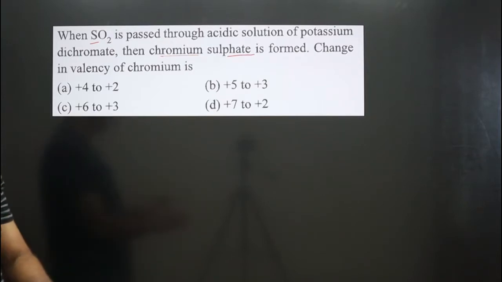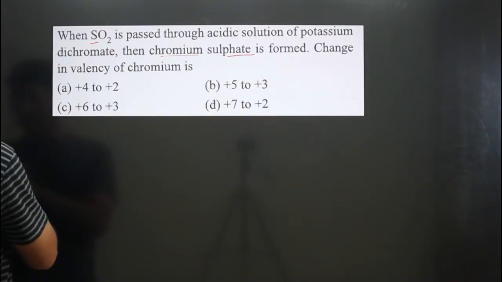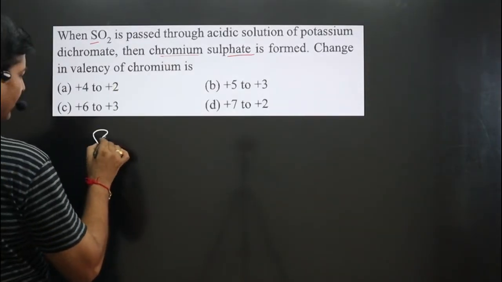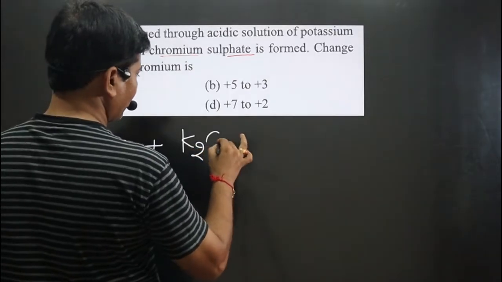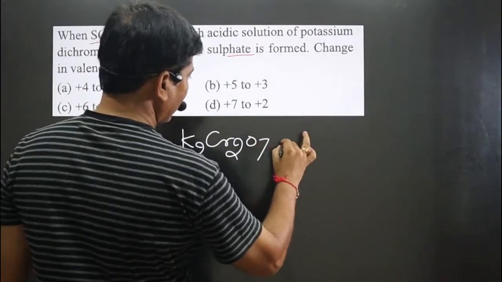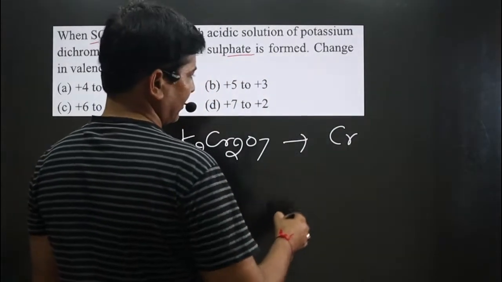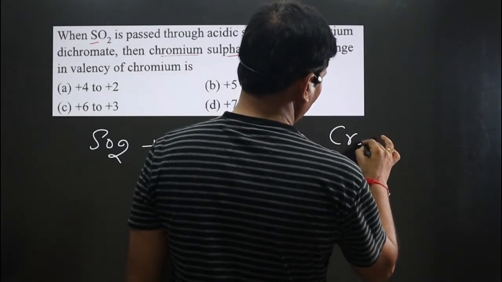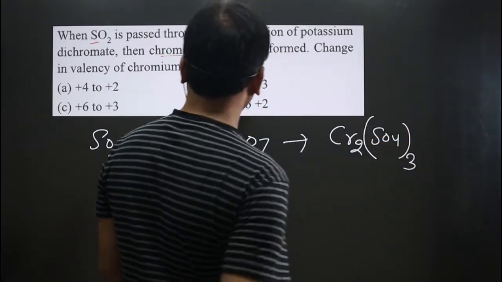First of all, we can write down the reaction. Sulfur dioxide is reacting with potassium dichromate, K2Cr2O7. On the other side, it is converting into chromium sulfate, that is Cr2(SO4)3. That's what we have.